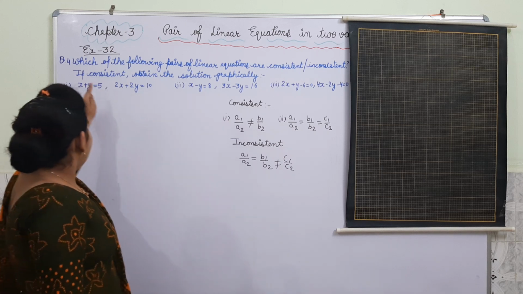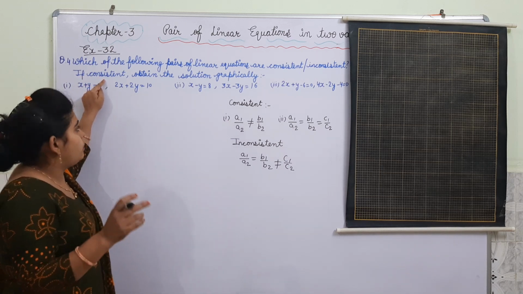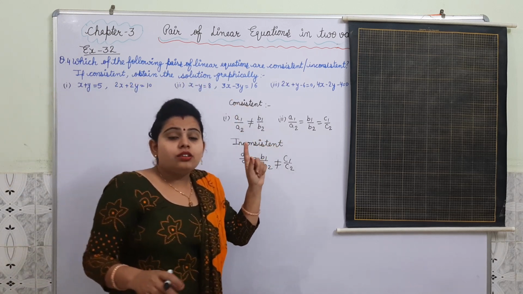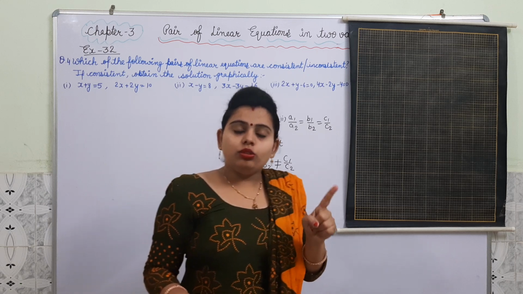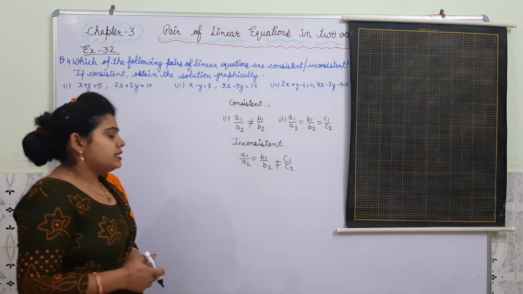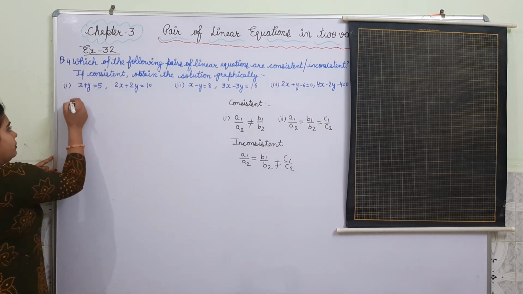Now, in the next line, if we are getting a consistent system of equations, then we have to obtain their solutions graphically. It means we have to draw graphs in those parts, in case of consistent only. Yes, dear students. Now, let's start our first part.